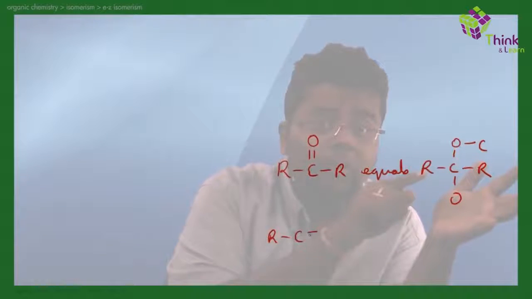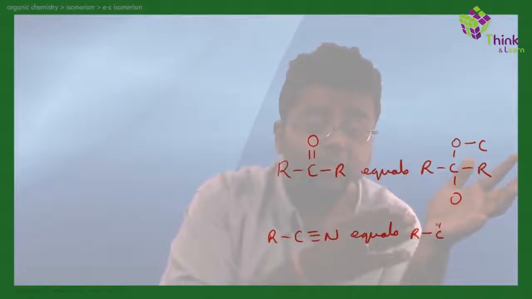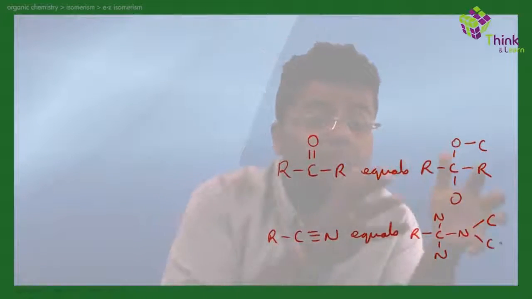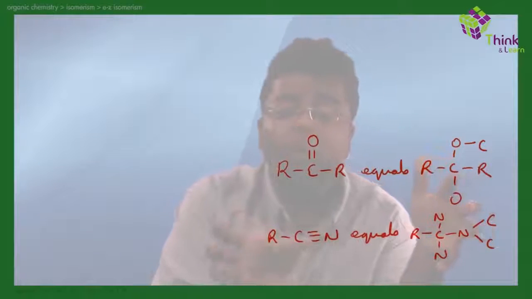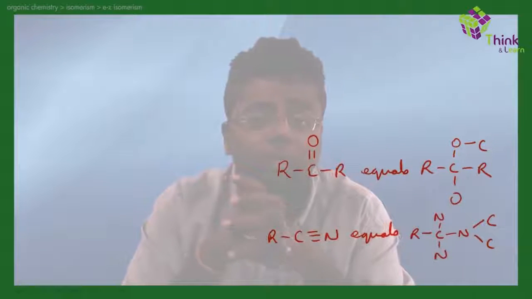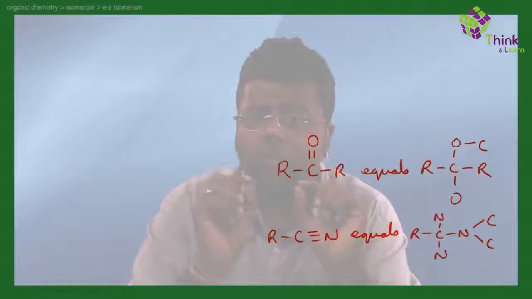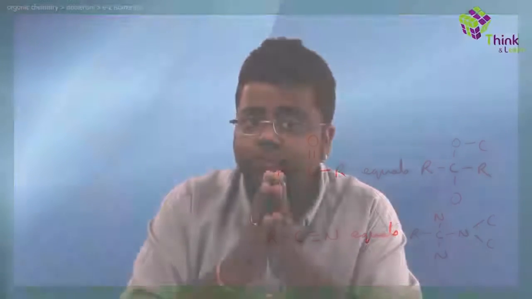Now if I open the bonds and compare these structures, the comparison becomes much easier than when it was in the double or the triple bond. Now in cis and trans isomerism, we were talking about the horizontal plane, but in the E and Z system, we will be talking about the vertical plane.